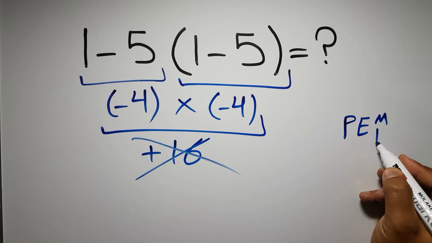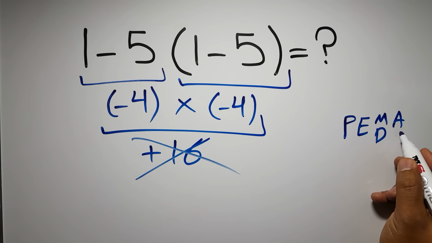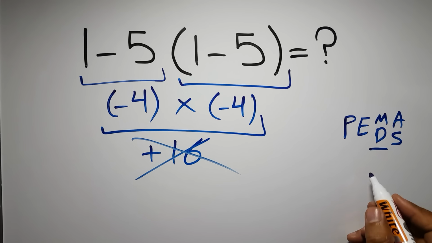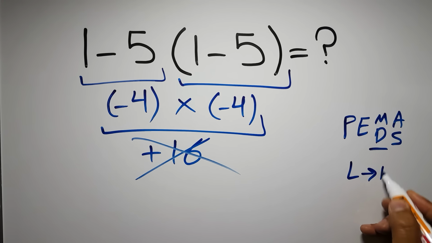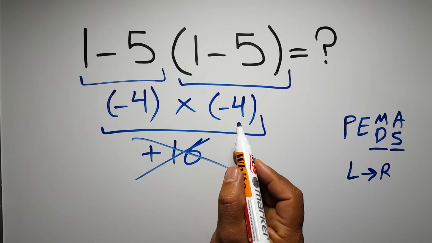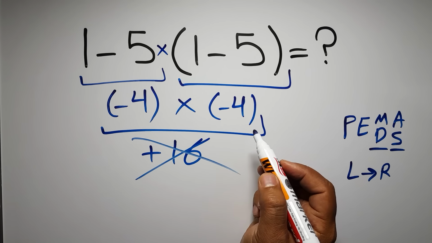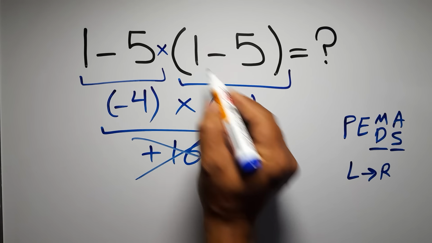exponents, then multiplication or division, and finally addition or subtraction. Remember that multiplication and division have equal priority and we have to work from left to right. And the same applies to addition and subtraction. In this expression, we have one subtraction, one multiplication, and one parenthesis. Inside this parenthesis, we have one subtraction.